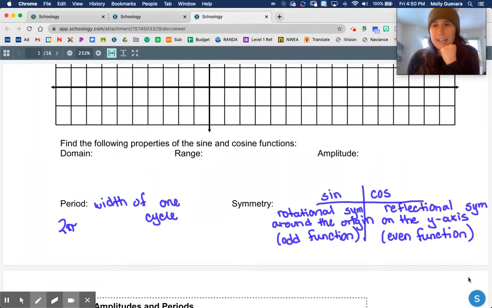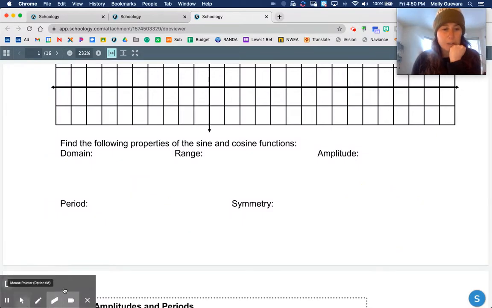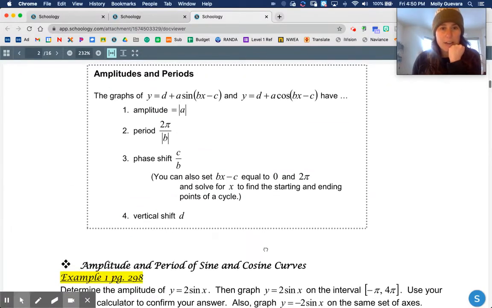What we're going to look at now is what happens when the amplitude is different. What happens if the period is different? What if it takes longer than 2 pi to go all the way around the circle? Stuff like that. So we're going to look at amplitudes and periods and how they affect our graph.